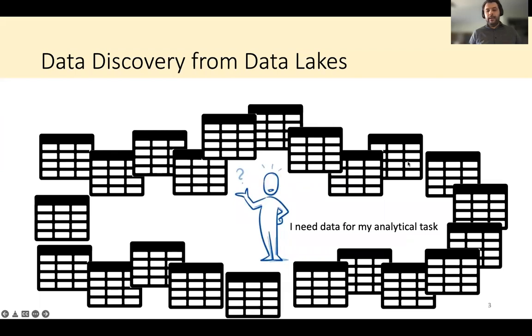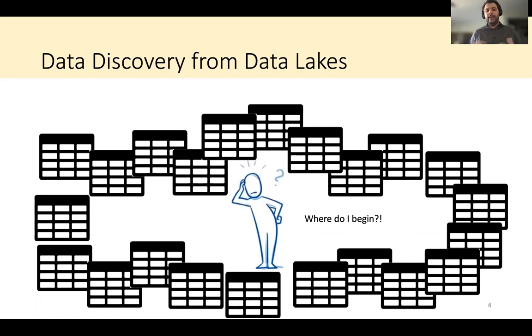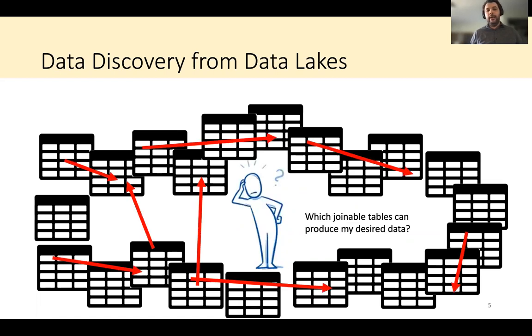So if I were a data scientist and I wanted to find some data for my analytical tasks, it's very hard for me to know where to begin. And even worse, how do I know how to link those tables together? Which tables are joinable with each other, and would produce the data that I'm looking for?